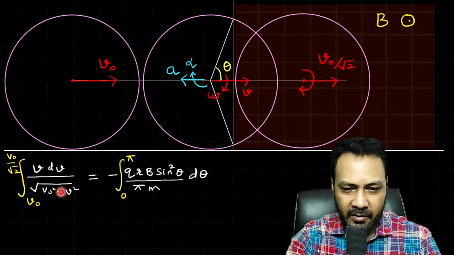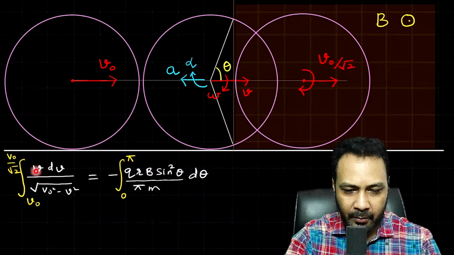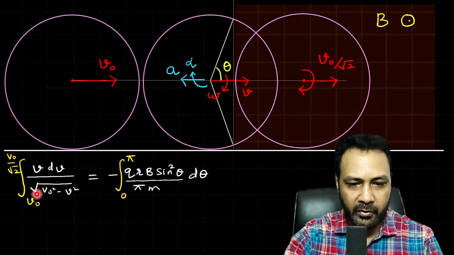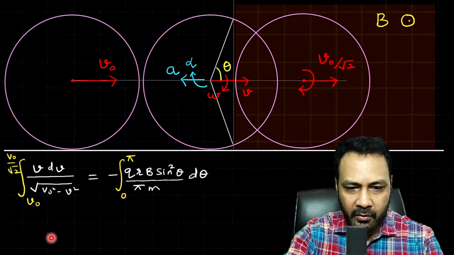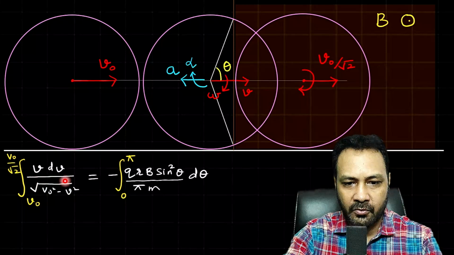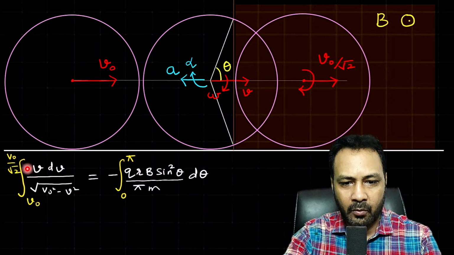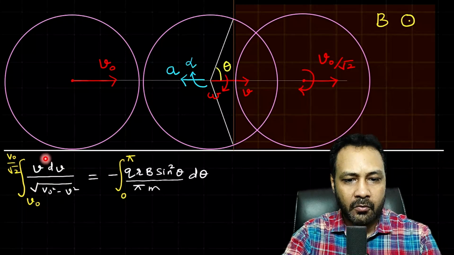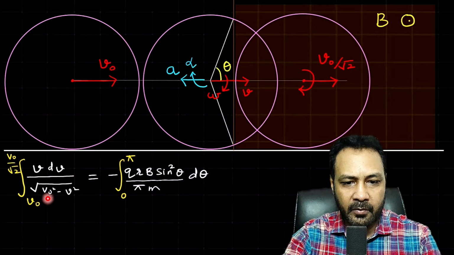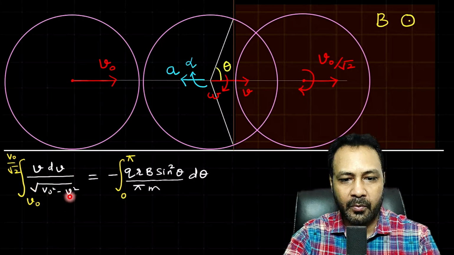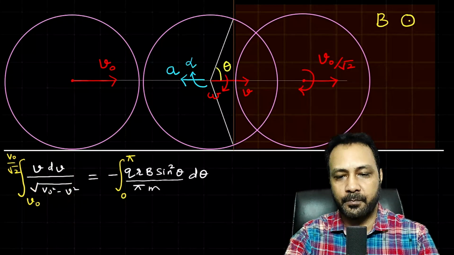For this, it is a simple integration. I am writing directly, but I can give you a hint. Take this whole thing as t. Make a substitution, this whole thing as t. Then that whole thing will become dt, and the integration of dt is t. So this integration you will get basically square root of v naught square minus v square. That is what you will get.